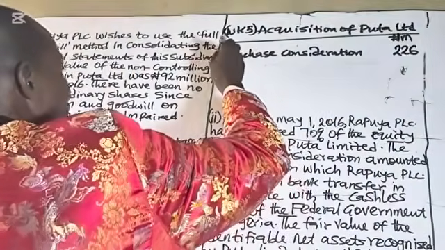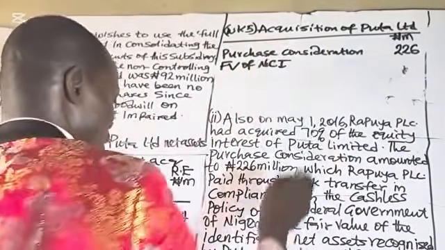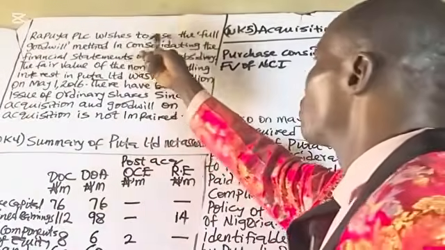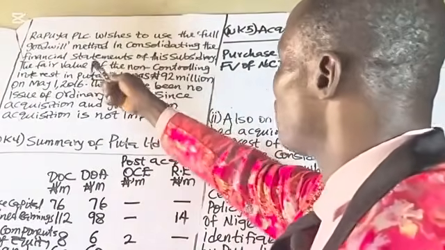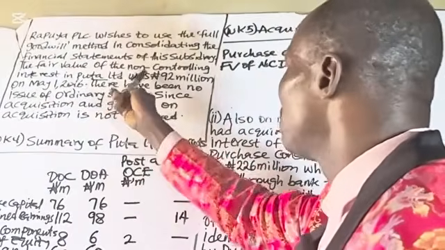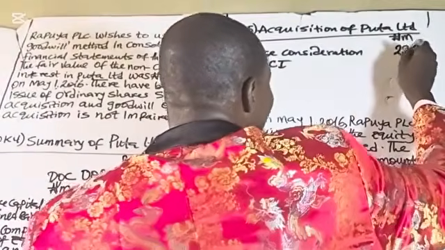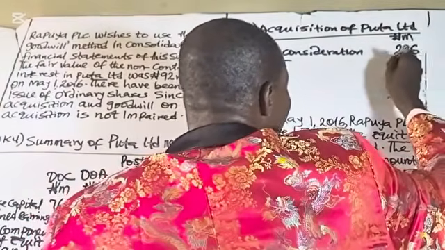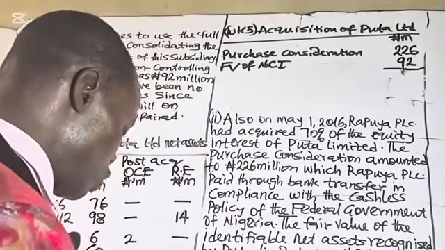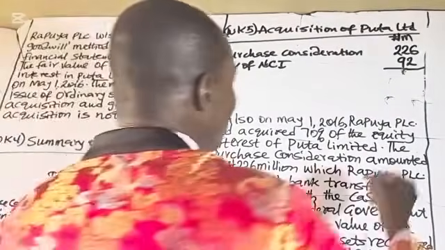After this, we have the fair value of non-controlling interest, and this is given here. Rapuya wishes to use the full goodwill method in consolidating the financial statement of this subsidiary. The fair value of the non-controlling interest in Puta Limited was 92 million on May 1st, 2016. If you add the 92 million to 226 million, that is a total of 318 million.